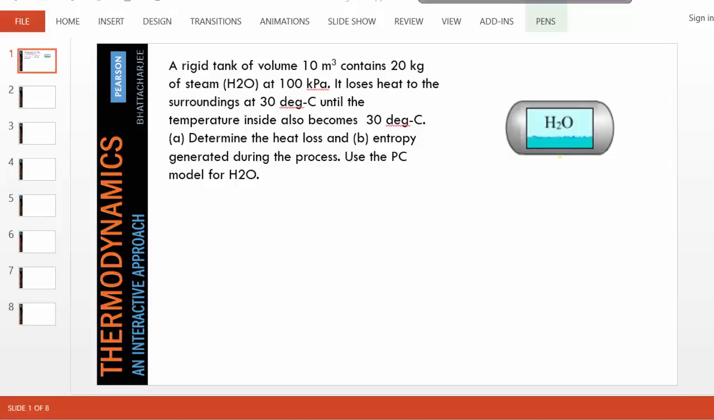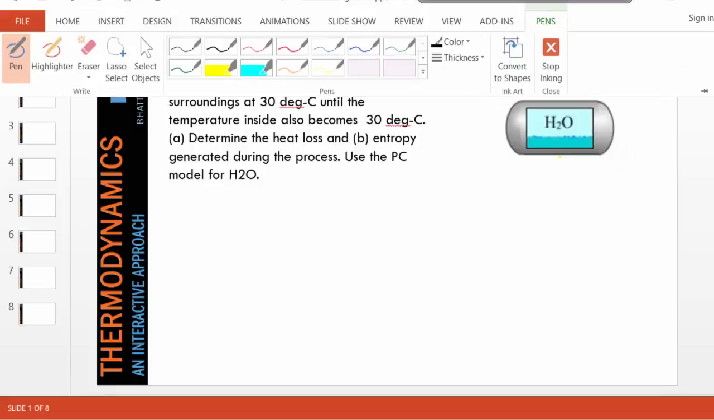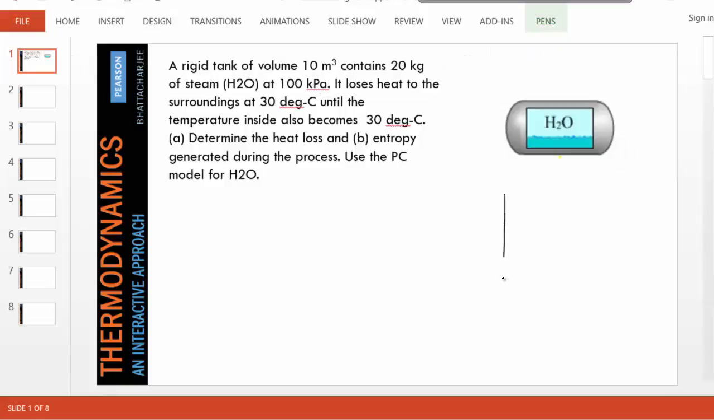This is another constant volume process. The steam in this tank is cooling down, and we are supposed to find the heat loss and entropy generation. Let's also find the final pressure as it cools down. So that we understand what's going on, let's draw the process on a TS diagram very quickly.